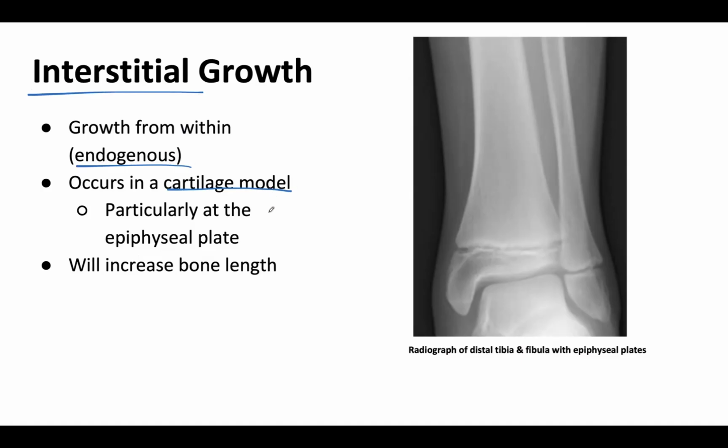So that cartilage is growing from within, and the cartilage model will grow and be replaced by bone little by little on the diaphyseal side of the epiphyseal plate. Eventually, you will have the complete replacement of cartilage with bone, and bone will not be capable of bone length growth. So you will not have that interstitial growth.